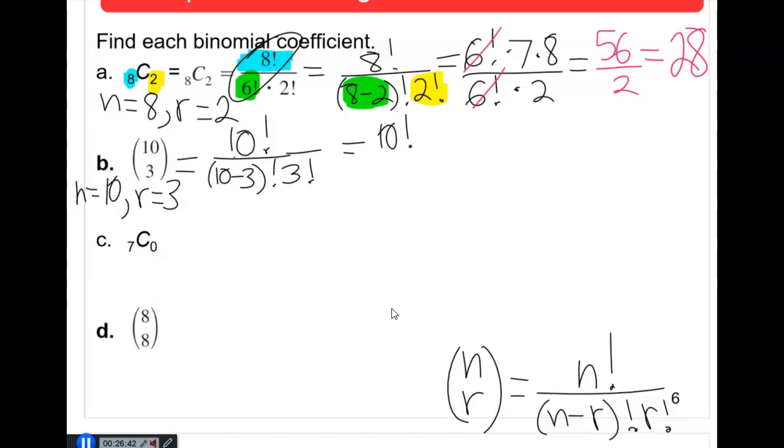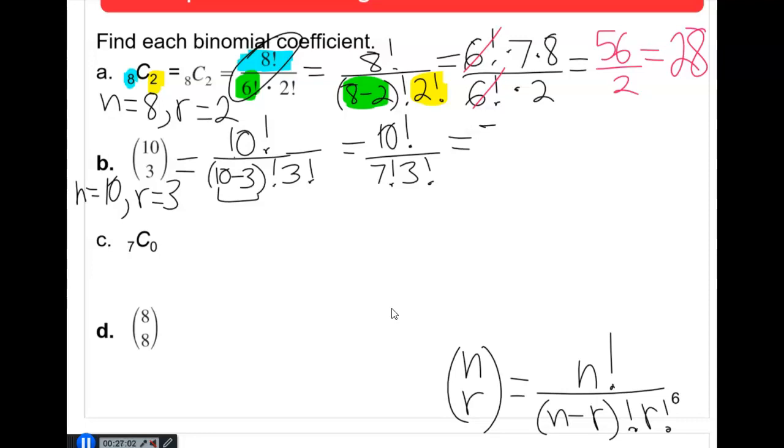10 factorial over 7 factorial, because that is 10 minus 3. Remember, you have to do that before the factorial, and then 3 factorial. So at this point, you pick the biggest number with a factorial from the denominator, which is 7, and that's how you are going to write 10 factorial.